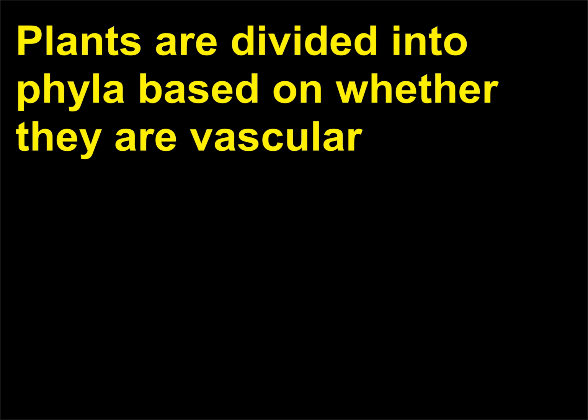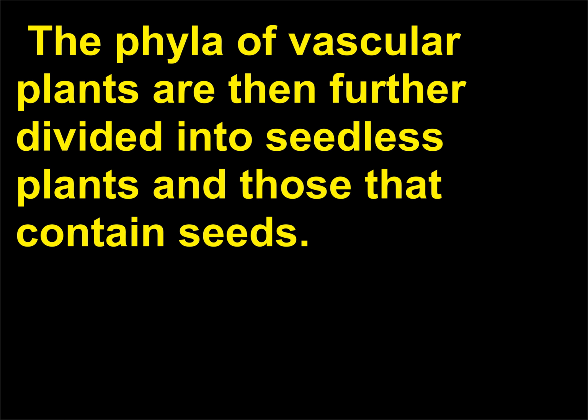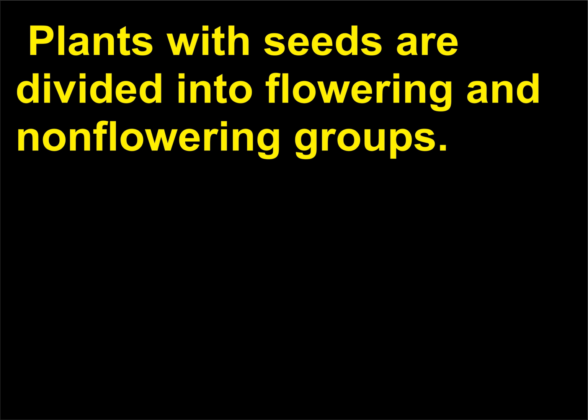Plants are divided into phyla based on whether they are vascular, containing vascular tissue consisting of cells joined into tubes that transport water and nutrients, or non-vascular. The phyla of vascular plants are then further divided into seedless plants and those that contain seeds. Plants with seeds are divided into flowering and non-flowering groups.